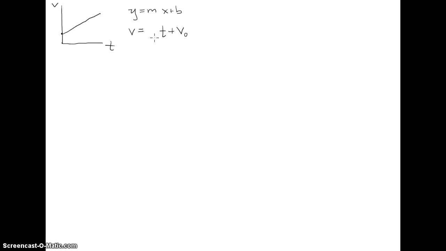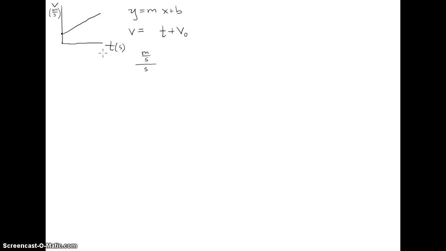And now let's look at the slope. Our units for the y-axis were meters per second. And on the x-axis, the units were seconds. So the units of the slope are going to be units of the y, meters per second, divided by the units of the x, seconds. So this is meters per second per second.